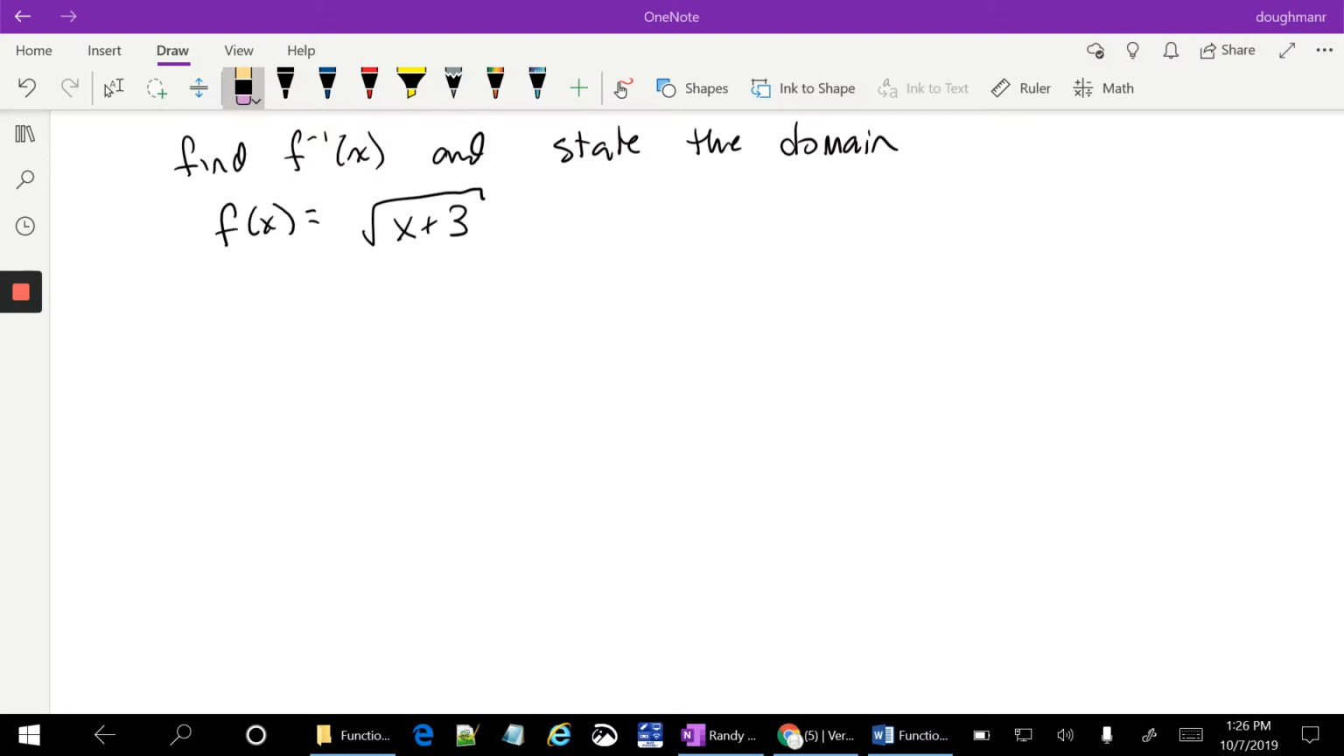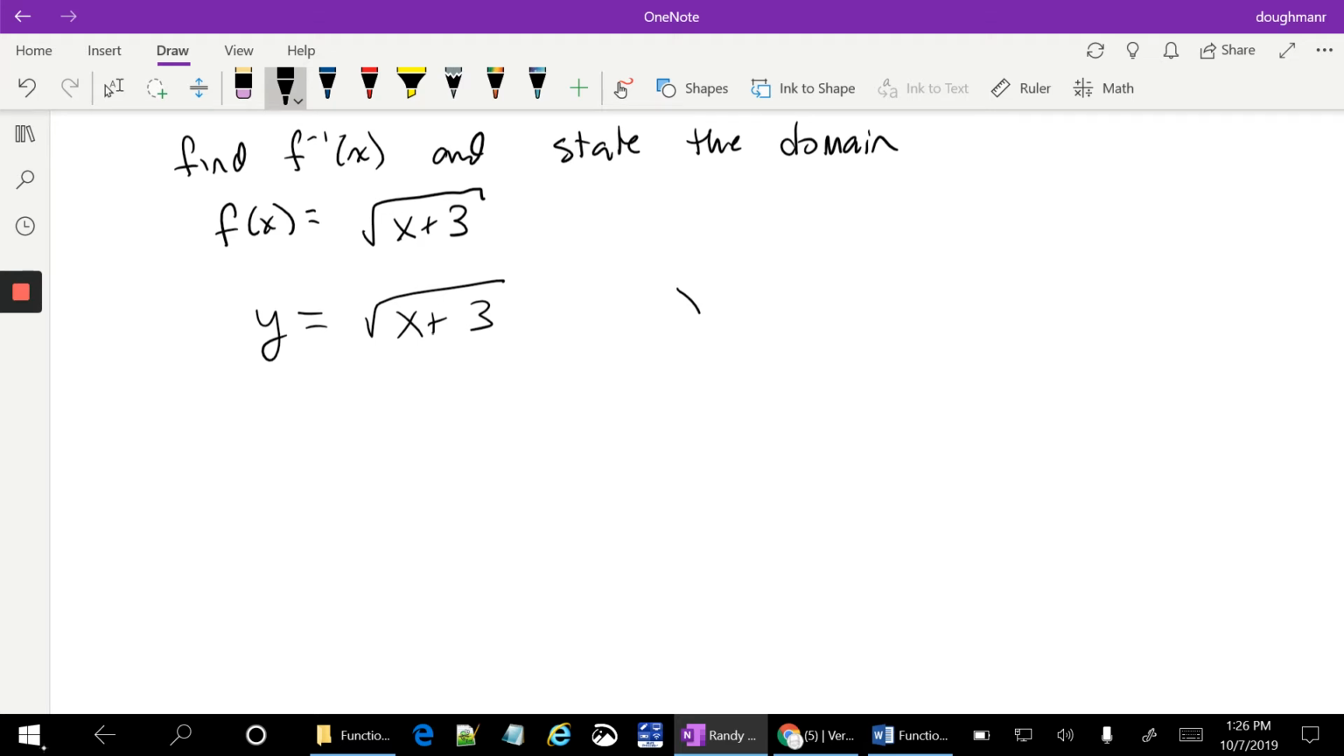Add just a little bit more work to the problem here. We're going to find an inverse function, but also state the domain. So if I'm given the function, the square root of x plus 3, I'm going to find the inverse function by simply putting in y equals the square root of x plus 3. And at this point, we want to state the domain and the range.